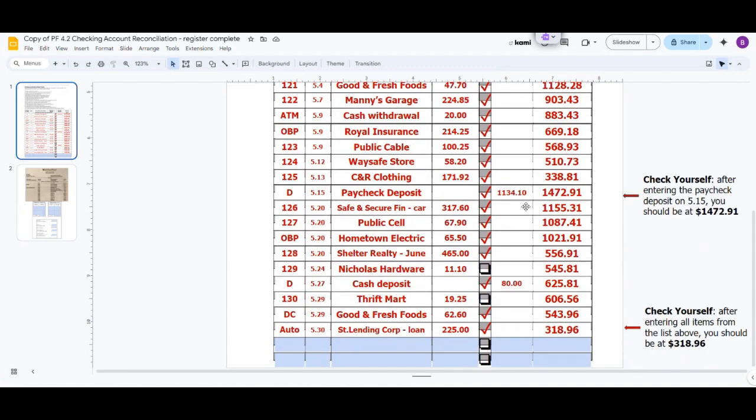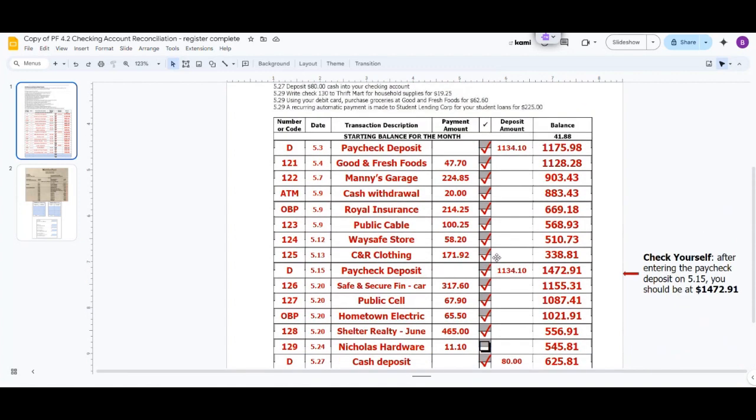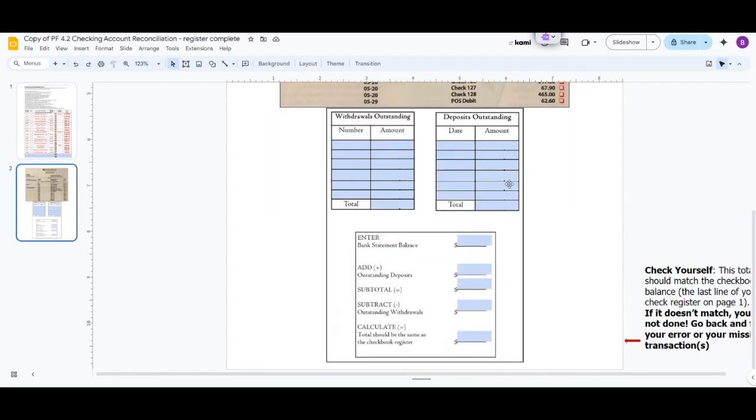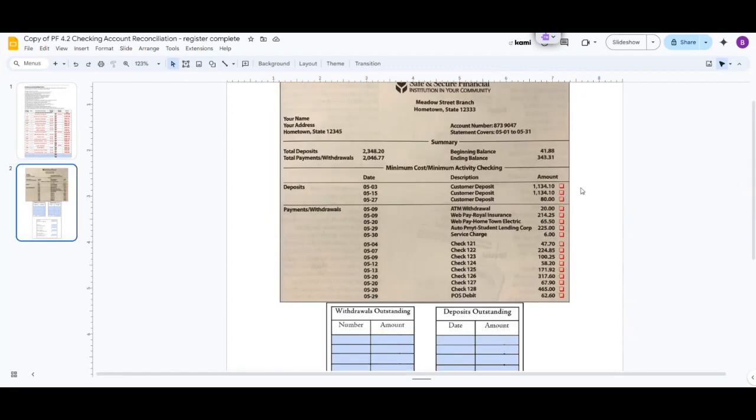All right. So all these payment amounts, those are debits. Those are coming out of our balance. Any deposit, okay, is a credit that is adding to our balance. If you went through and you added all of that up correctly, all right, you should have ended with 318.96.